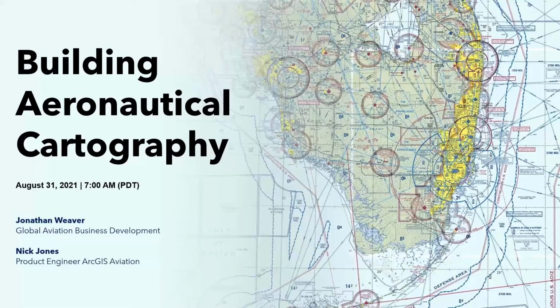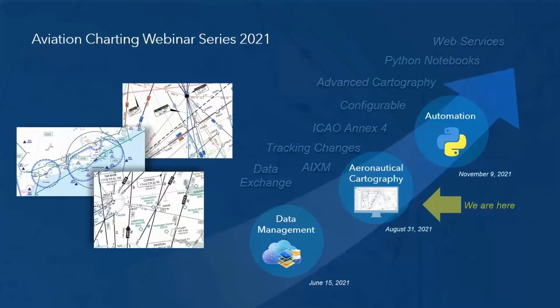So our goal today is to take you through the process of deploying one of the templates that we have so you can build your own aeronautical chart. My name is Jonathan Weaver. I lead our global aviation business development. I'm joined by Nick Jones, a product engineer for ArcGIS Aviation, and he's going to take us through some of the demonstrations and technology.